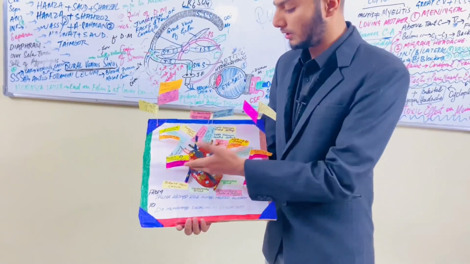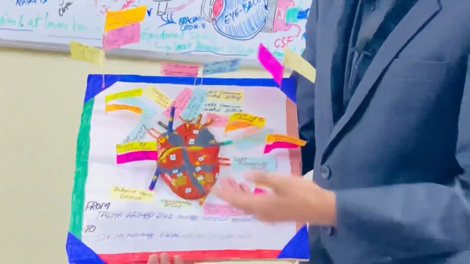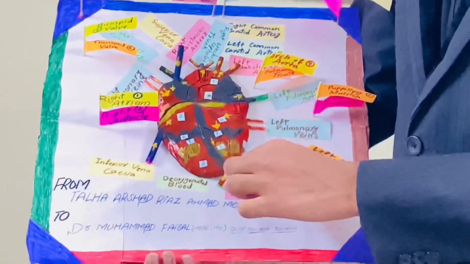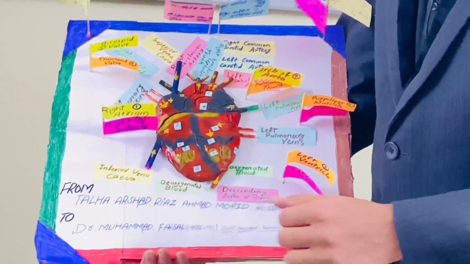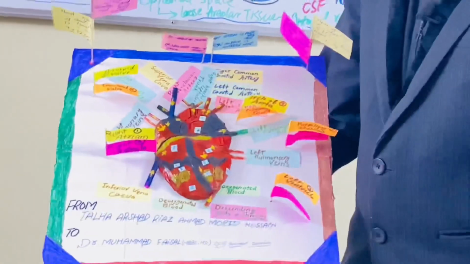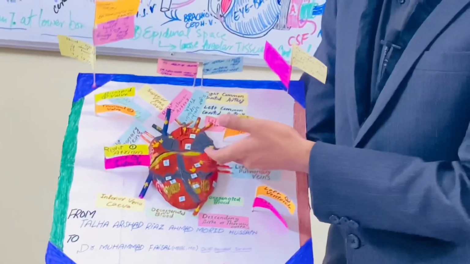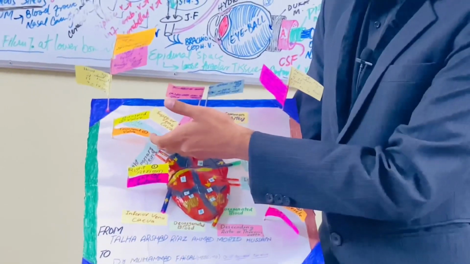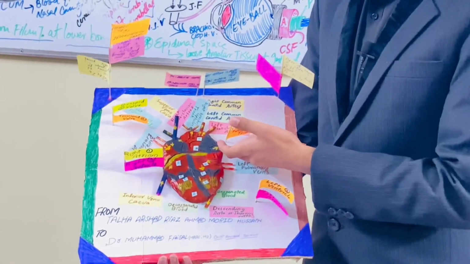And this is the inferior vena cava, and this is the superior vena cava. This is the thoracic or descending aorta. This is the left pulmonary veins. This is the right pulmonary veins. This is the pulmonary artery. This is the right pulmonary artery. This is the left pulmonary artery.